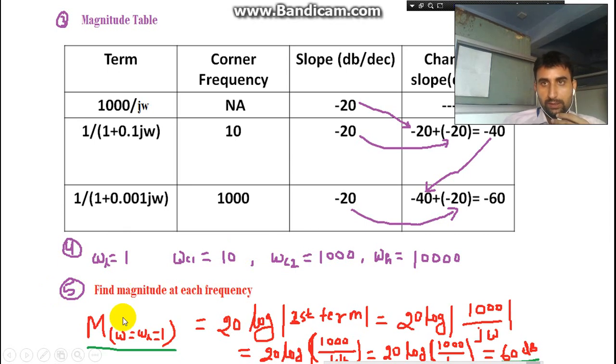I will make sure that you remember just two formulas. The first one is the magnitude at omega is equal to omega l is equal to 1, which is 20 log of the first term. So what is our first term? 1000 divided by j omega. This will be equal to 20 log of 1000 divided by j omega, because we are taking the mod. If you are taking the mod, the j omega part will become omega, so we have 20 log 1000 divided by omega l. The value of omega l is 1, so it is 1000 by 1, and it is equal to 60 dB. So the magnitude at omega l is nothing but 60 dB.